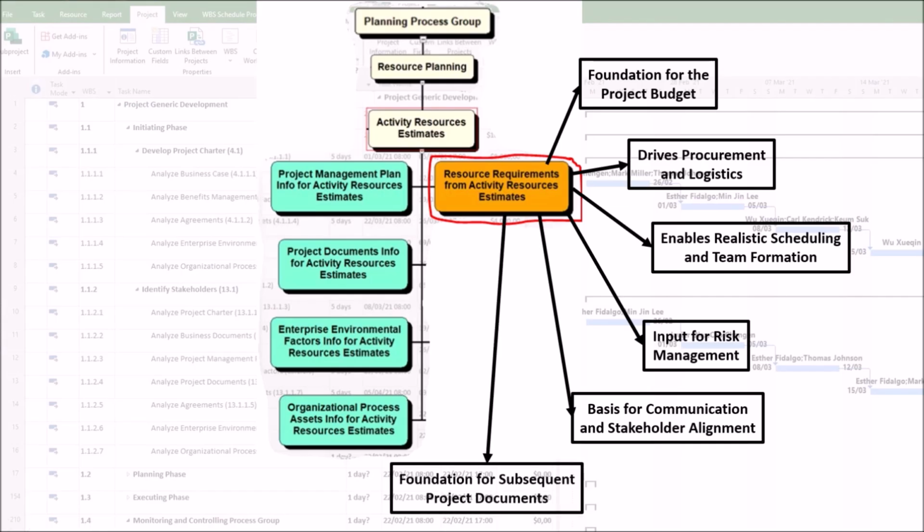6. Foundation for subsequent project documents. The resource requirements output is not an end in itself. It feeds directly into other essential project documents, as follows. First, resource breakdown structure, a hierarchical chart of the resources by category and type. Second, resource calendar, which shows when each resource is available. Third, cost baseline, the time-phased budget. Fourth, project schedule, the integrated timeline.